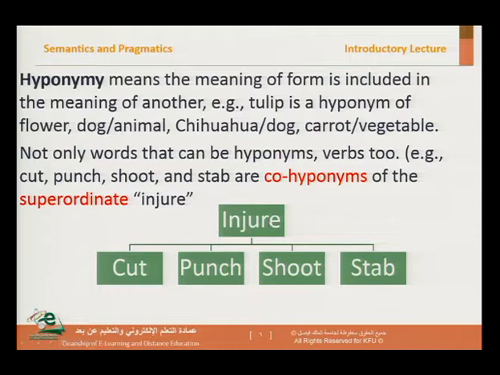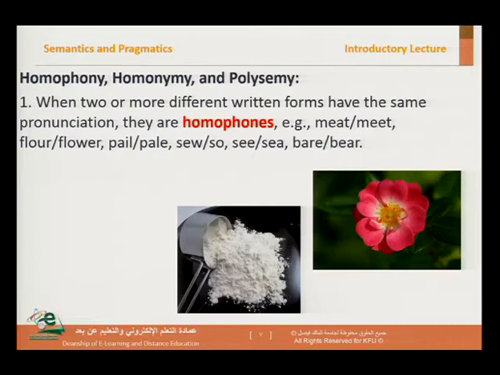So far we took what? We spoke about synonyms, antonyms, and hyponymy, okay? Three lexical relations. We are actually halfway through the lecture. There are more relationships among words we still need to look at. Next is homophony.